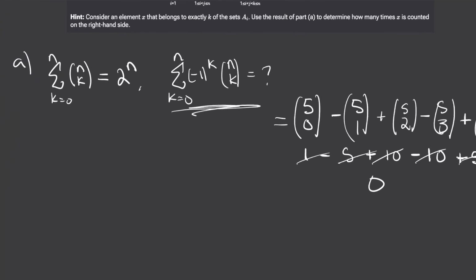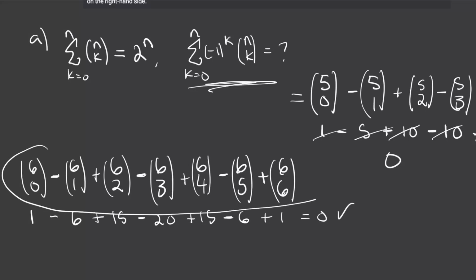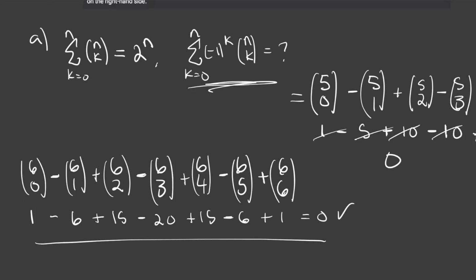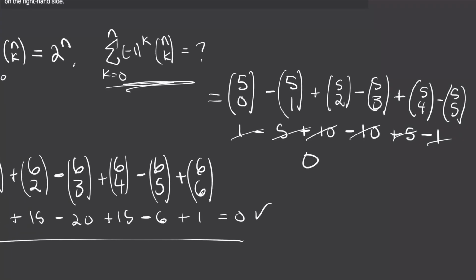Now, just to be thorough, let's do one more example where n equals 6. This is our alternating sum for 6 elements, and when we work it out, we again get 0. Now we can think about why this is, first using the binomial expansion.